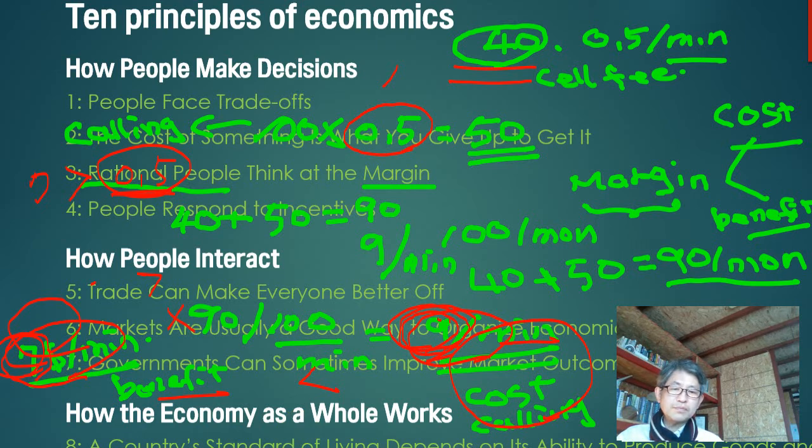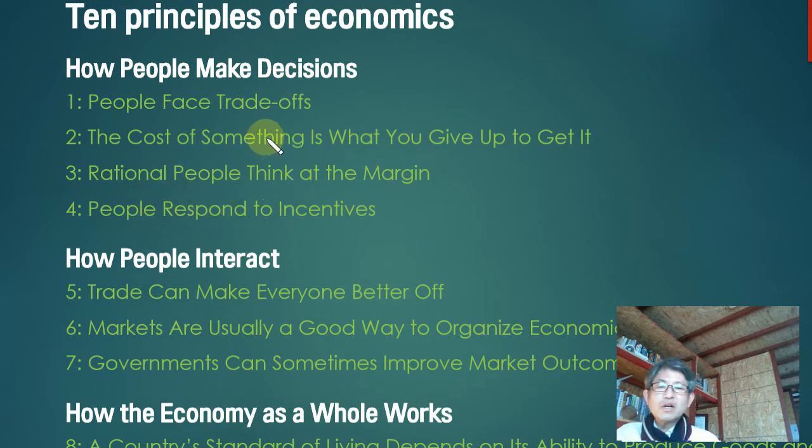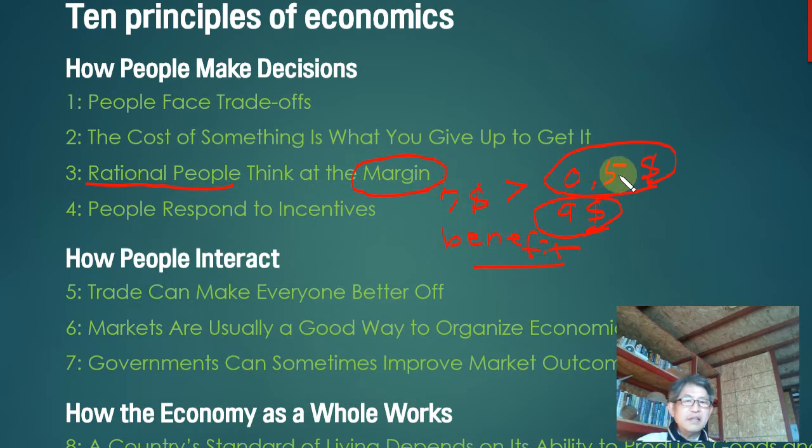Okay? So this is very reasonable people's decision. And they think of the margin. I told you margin. Just now we have 0.5 additional cost, and 9. Which one will you select? The reasonable people select not this, but this. Then he will give your friends the benefit 7, right? This is the marginal. The reasonable people think of the margin.